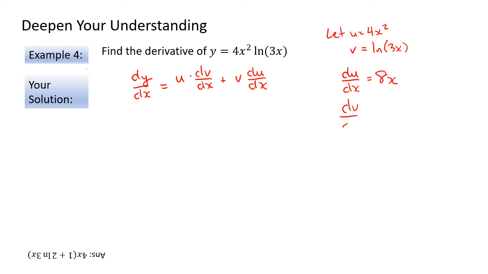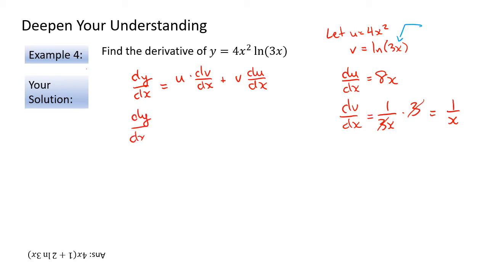And dv by dx is equal to 1 divided by, remember, the function that's in the ln. So 1 divided by 3x times the derivative of that function 3x, which is simply 3. So if you do that, you'll notice these 3's will cancel, one in the numerator and one in the denominator. So this derivative is simply 1 divided by x. So now we have all four terms. We can simply substitute them into our derivative here.